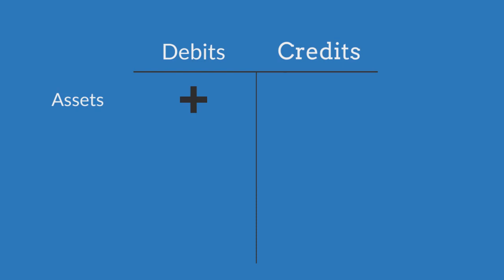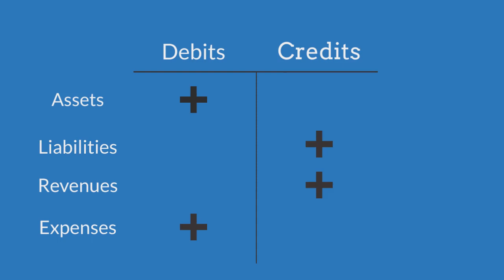Debits increase assets and expenses, while credits increase liabilities and revenues. Accounts have either a normal debit balance or a normal credit balance. Assets have a normal debit balance. What this means is in order to increase the balance in your checking account, you need to debit it. To reduce the amount in your checking account, you credit it.